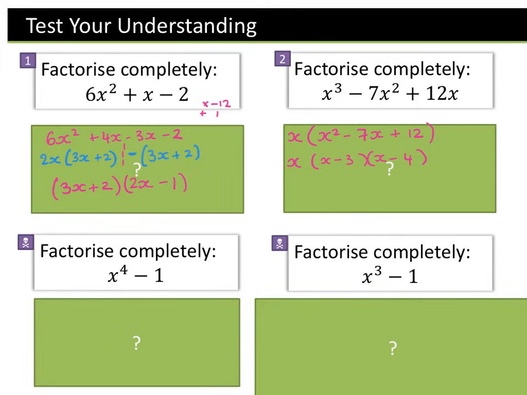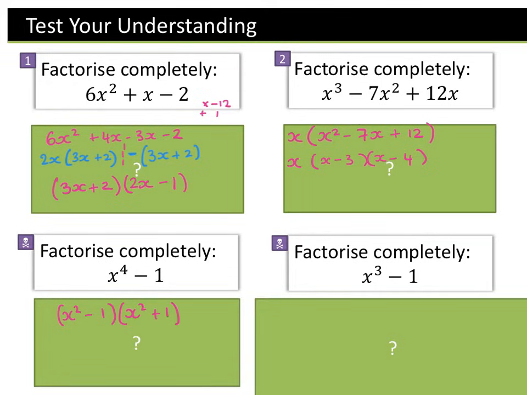This one here, it's a difference of 2 squares. x to the power of 4 is x squared, square rooted. Then I'm going to have x squared minus 1 and x squared plus 1.